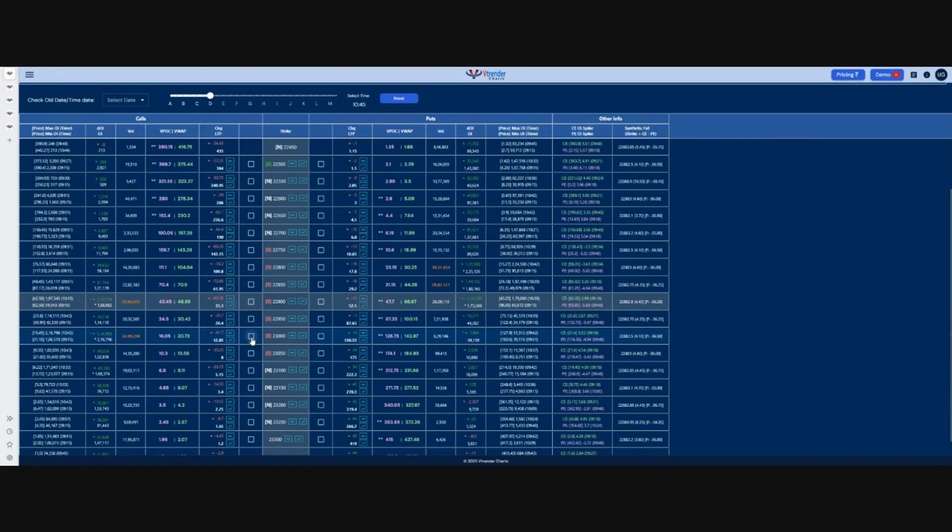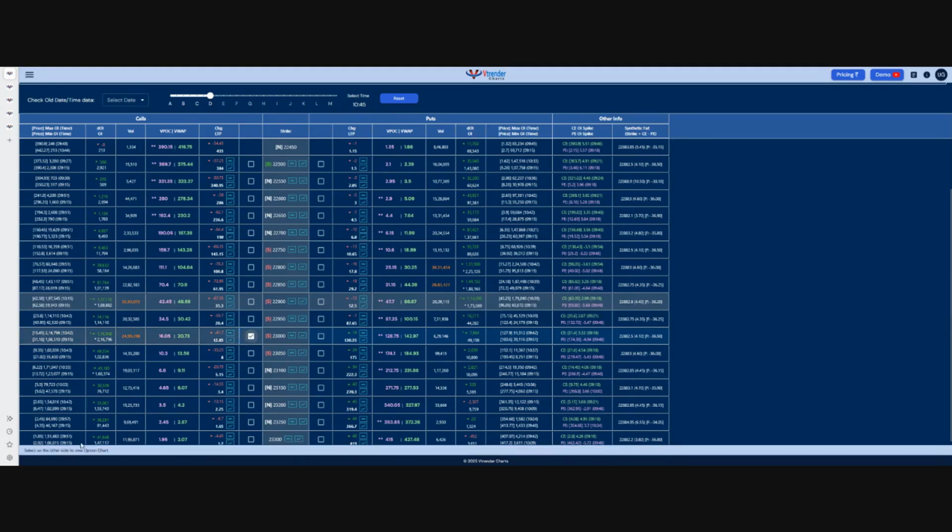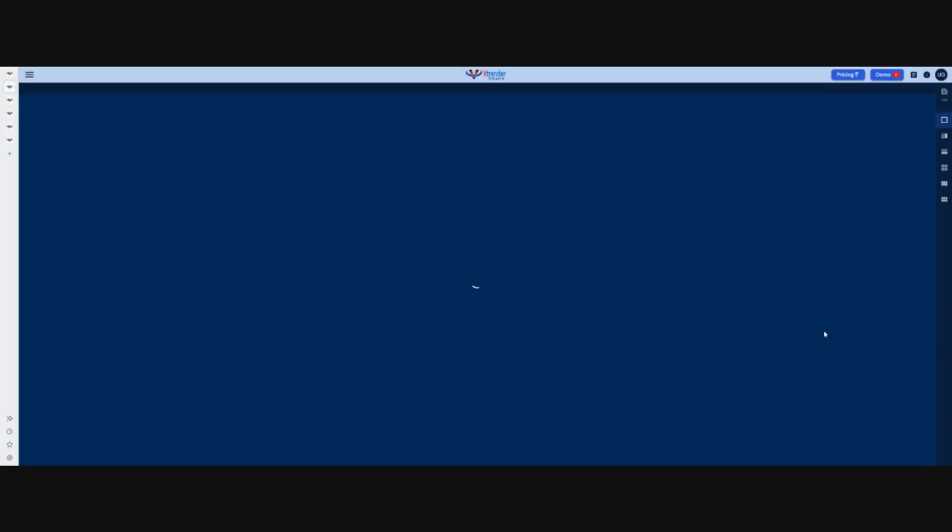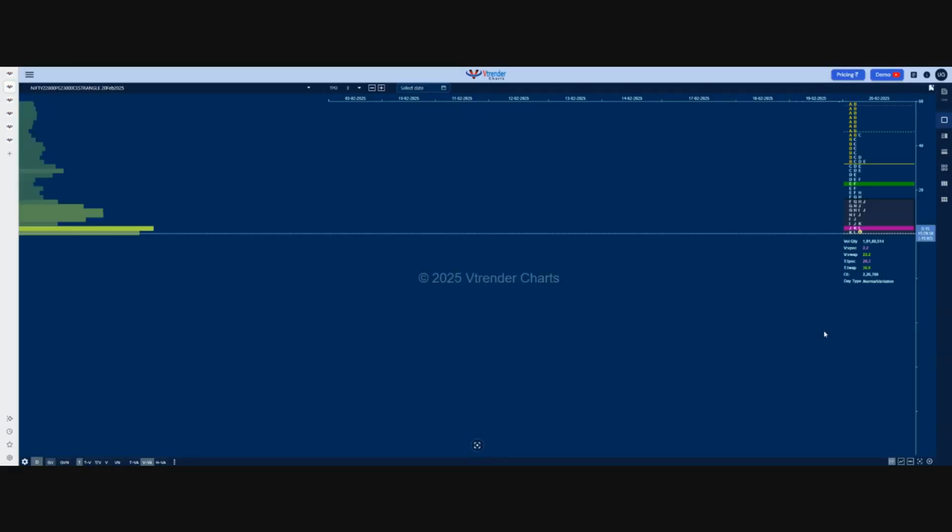For the strangle, you have these radio buttons next to the strikes. For the call, I'm selecting on the left side the 23,000 call, and on the put I'm selecting this 22,800 put. So I have selected a pair, and once I select a pair, I will get the pair details at the bottom. Selected option pair is 22,800 put and 23,000 call. So I just need to click on this open chart, and it opens up the strangle chart for me.